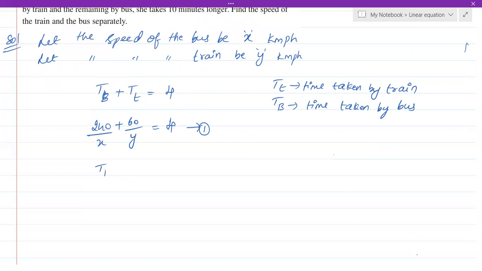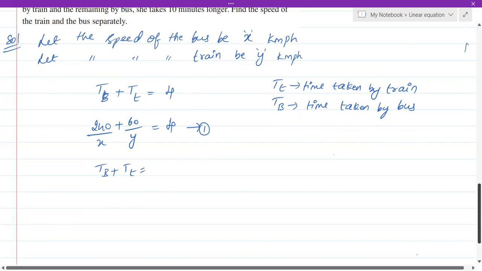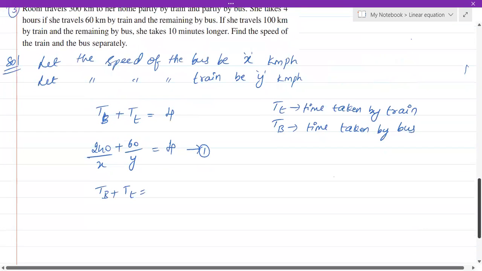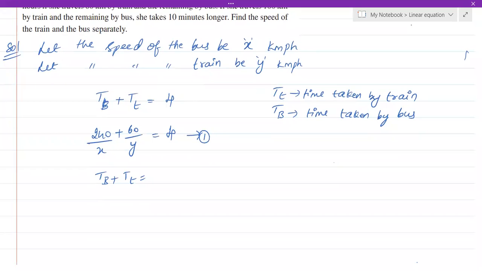Again, the time taken by the bus plus the time taken by the train is 10 minutes longer than the earlier time. Earlier it was 4 hours. So if she travels like this, she'll take 10 minutes more, so it will be 4 hours 10 minutes. But we have to convert everything into the same unit.